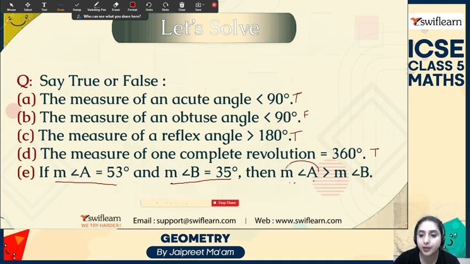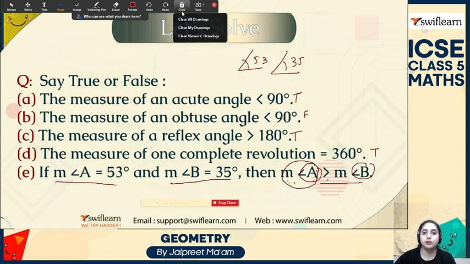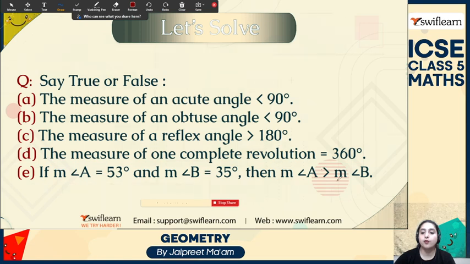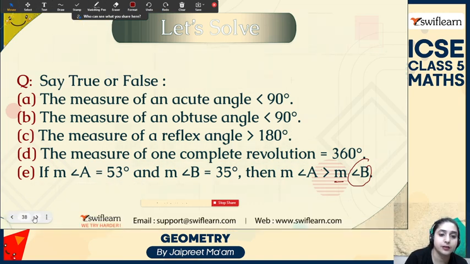Now think, if M is 53 degrees and B is 35 degrees, then angle M is greater than angle B. Okay, so we have to check angle A and angle B. So let's see. Angle A is like this. One is 53 and another is 35. So M is greater than B, right? So it's true, because A is greater than M and M will be greater than B, right? So we'll write it like this.